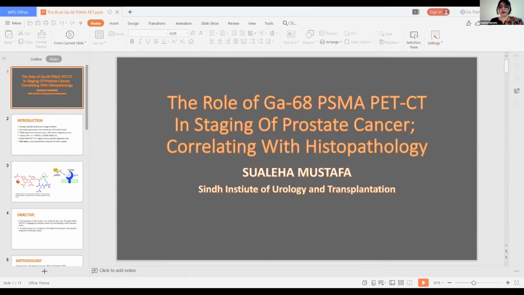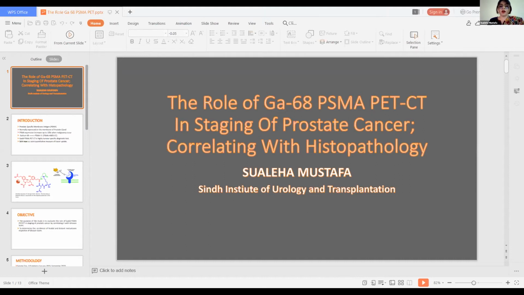Okay, so this blue part is what goes on to the PSMA that is present on the membrane, and it binds to the PSMA present on the prostate gland. So objective of our study was to evaluate the role of gallium-68 PET-CT in the staging of prostate cancer and to correlate it with the histopathological grade that we are getting, and to also determine the incidence of nodal and distant metastasis respective of the Gleason score of patients.